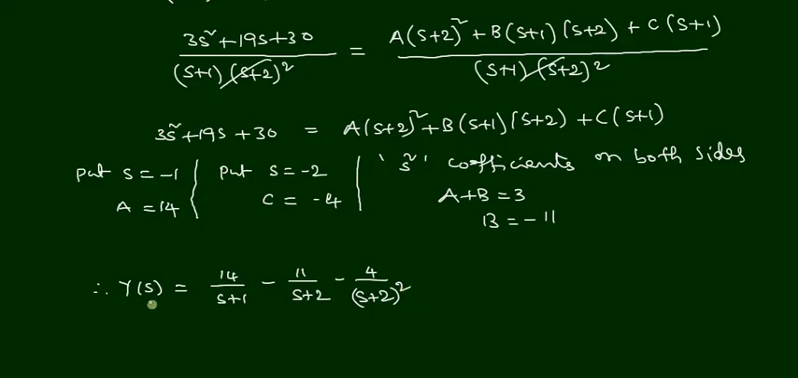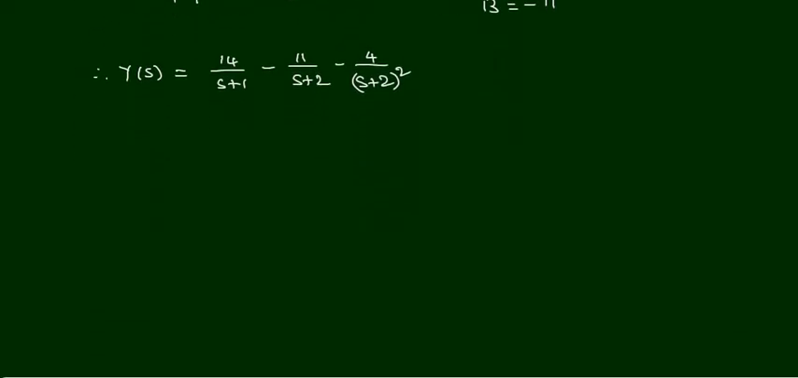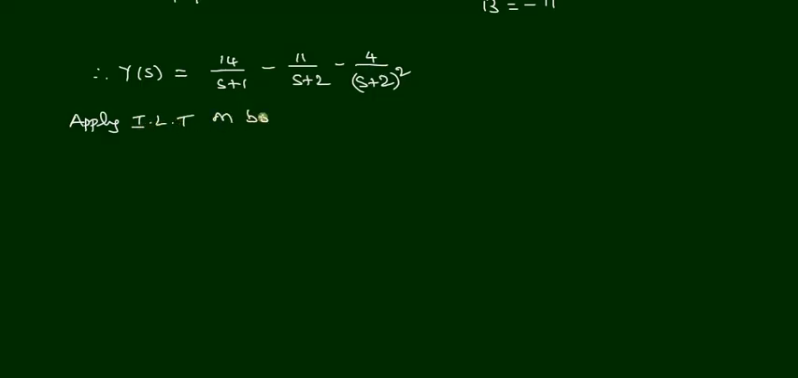Now to get the time domain response, we use the inverse Laplace transform. So apply the inverse Laplace transform, and we'll get the time domain response of the system. Apply inverse Laplace transform on both sides. So here we'll get y(t) equals 14 into 1 by (s + a). So this is e^(-at).